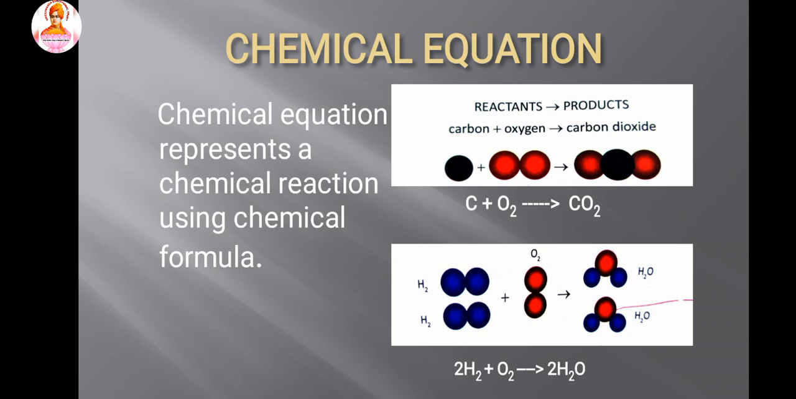Chemical equation. A chemical equation represents a chemical reaction using chemical formulas. For example, carbon plus oxygen gives carbon dioxide. Carbon plus oxygen are the reactants, carbon dioxide is the product. Instead of wording, we can write symbols. C is the symbol of carbon. O is the symbol of oxygen. CO2 is the symbol of carbon dioxide.